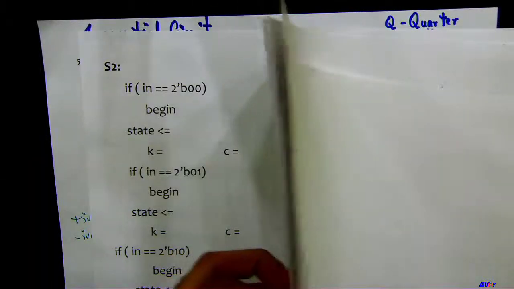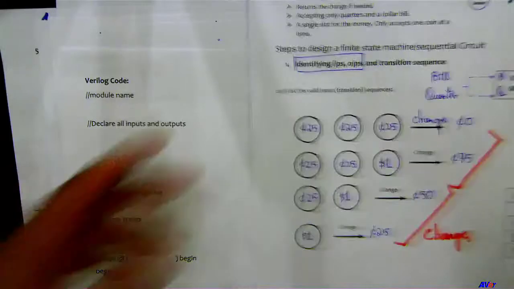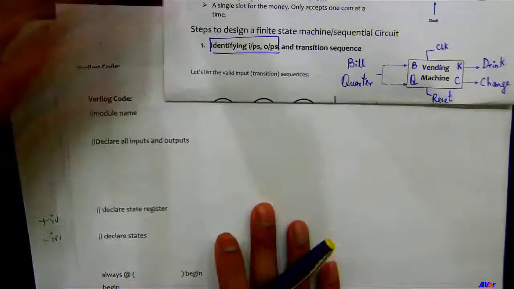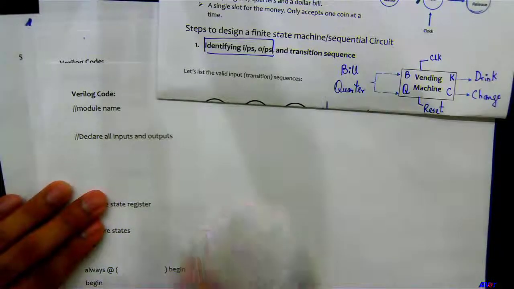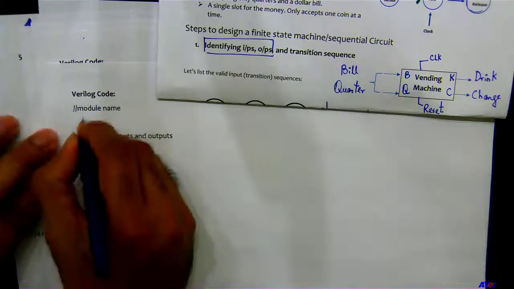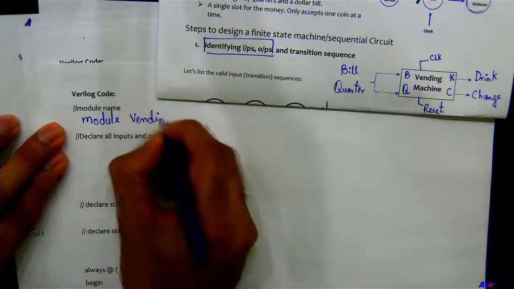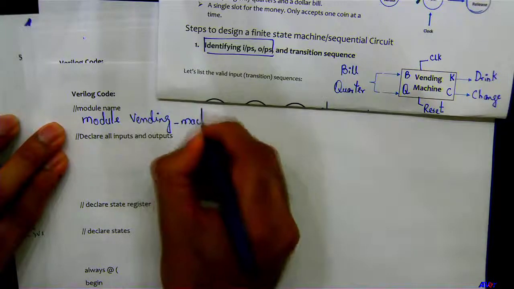All right, folks, let's get started. If you want to, you can put your block diagram in front of you, so you know what your inputs and outputs are going to be. We're going to start with the module name. So say module space vending machine. Make sure no spaces, no dashes.